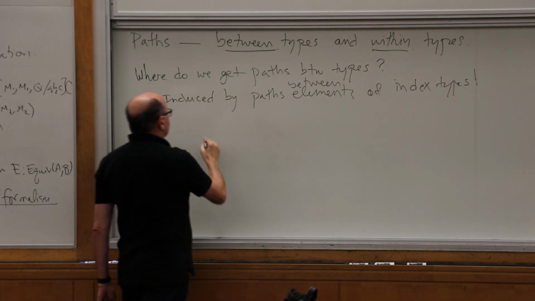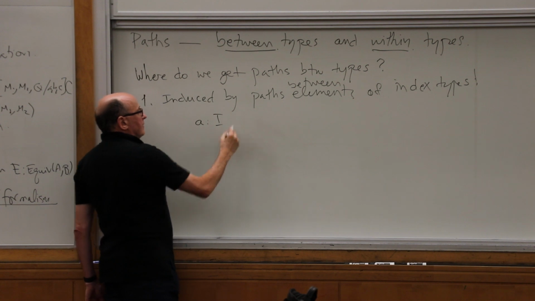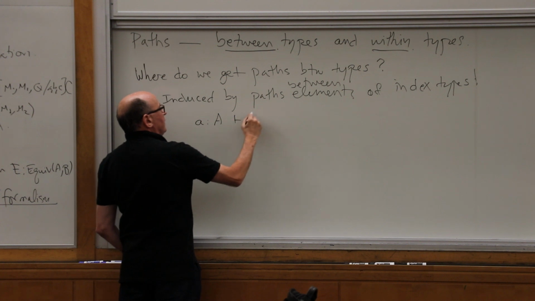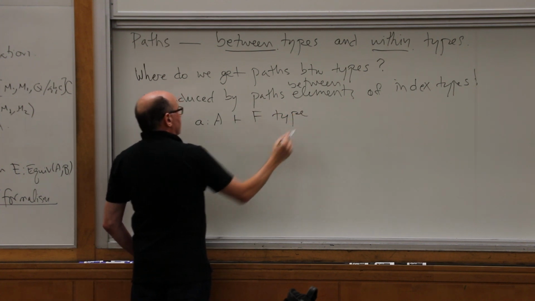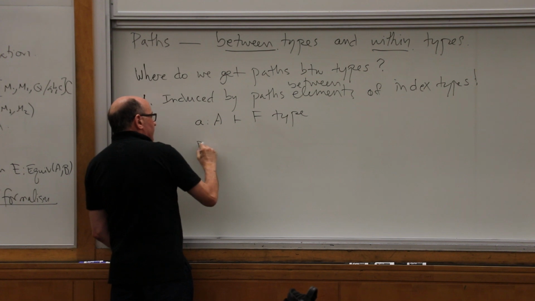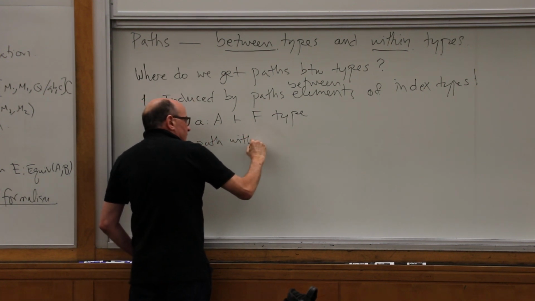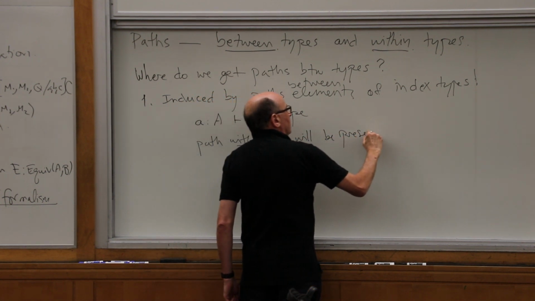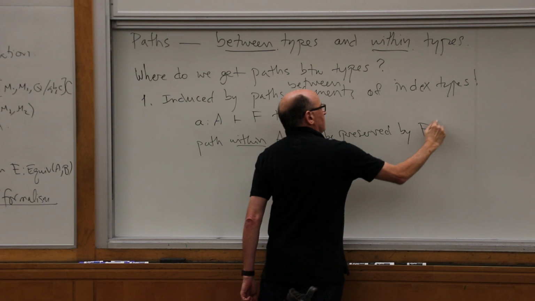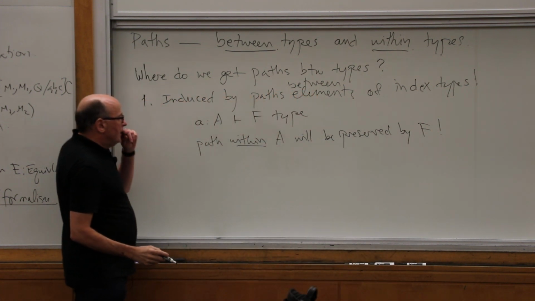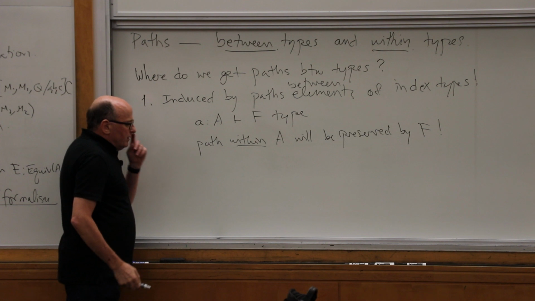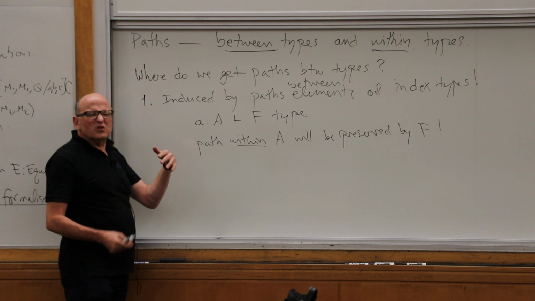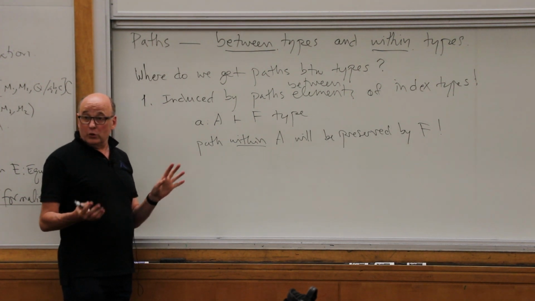So if I have a family, if A is, let's call it I, well, I better not do that, I gets overworked. Anyway, A is a type, and F is a family over it. Then what's going to happen is, if I have a path within A, it will be preserved by F. Okay, that's what's going to happen. So why will that happen? Well, the reason is we set up the meaning of the hypothetical judgment to account for paths as well as, so to say, ordinary elements.